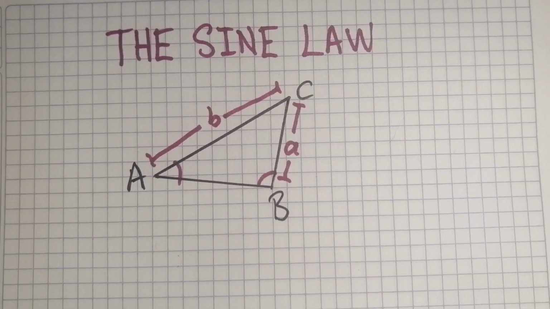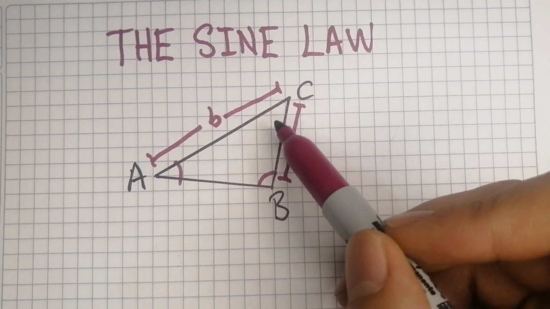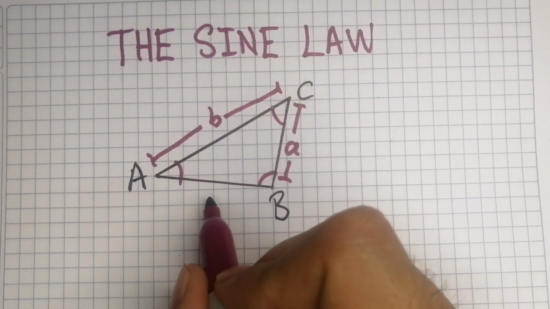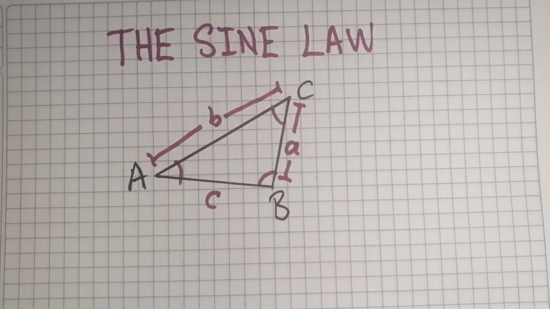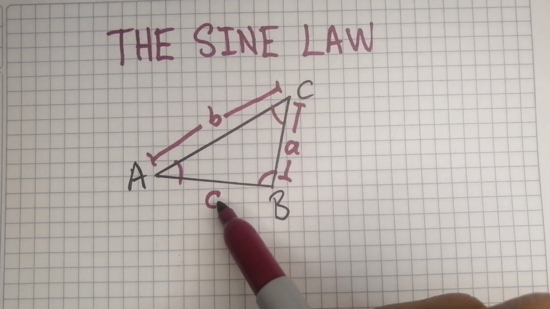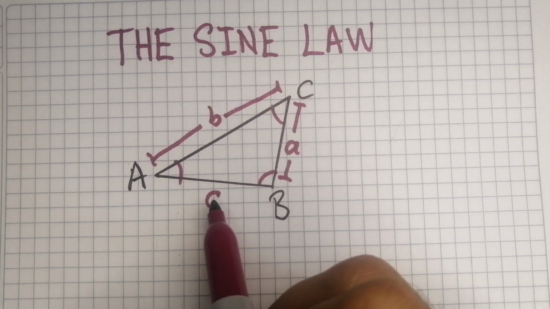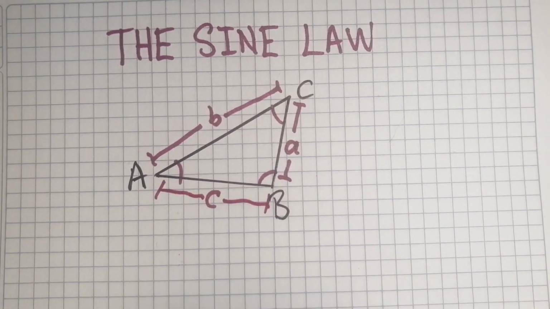And then, following the same line of thinking, the opposite side to this angle C in this position would be this one here. So we are going to call it lowercase c. Unfortunately, it's kind of difficult to distinguish between the lowercase and the uppercase c, but anyway, trust me guys, this is a lowercase c that represents the length of the segment AB.